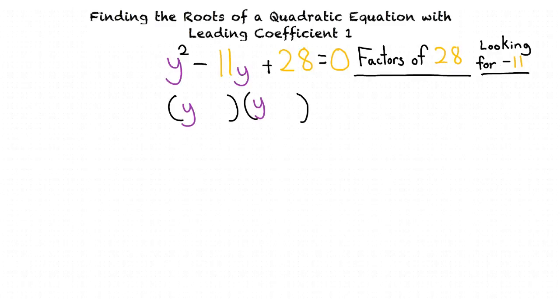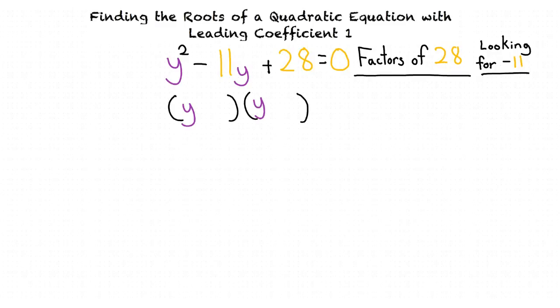Sure, I think I'm ready. Okay, your example problem is y squared minus 11y plus 28 equals 0. To find the roots of this quadratic equation, we would need to factor out our quadratic. We start this by looking at which factors of 28 can be added together to get negative 11.